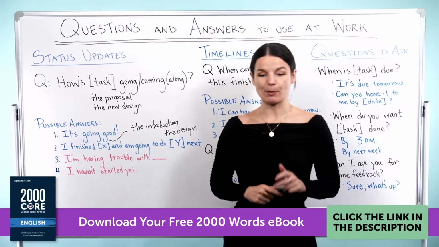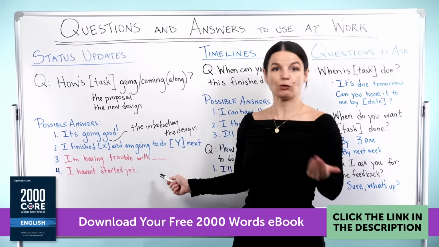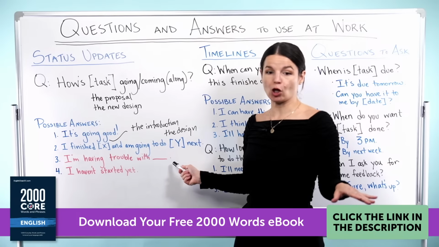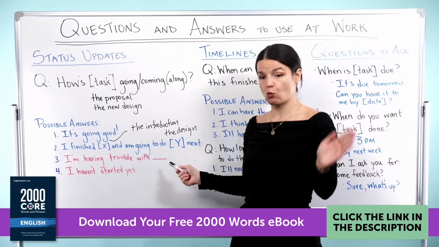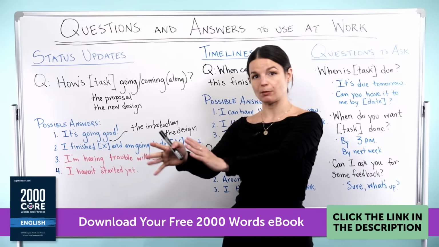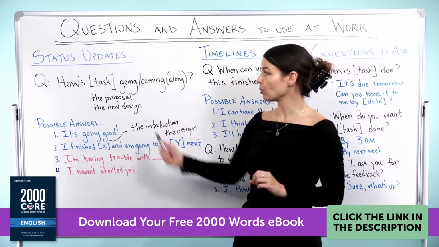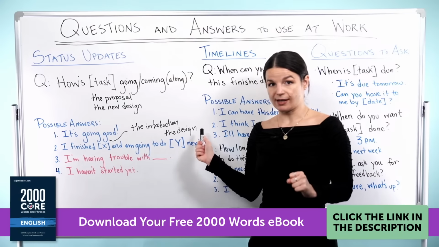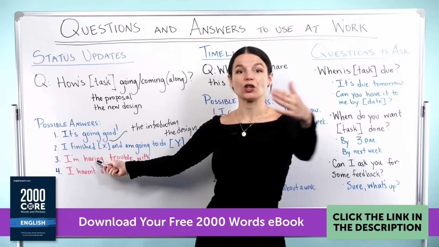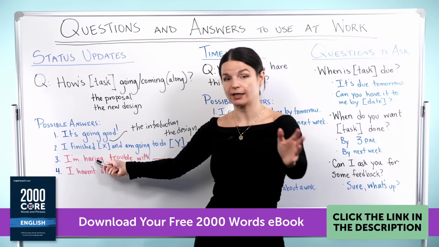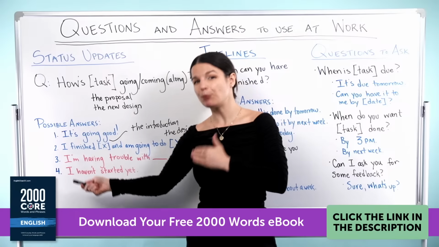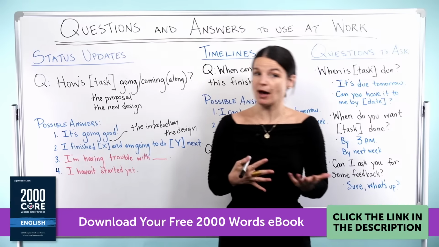All right, let's look at number 3. Number 3 is in red because it's a more negative answer, all right? I'm having trouble with blank, okay? So when you are working on something, but there's a problem, you can use this answer. How's the proposal going? I'm having trouble with the design, or I'm having trouble with the research, okay? This shows you are working on it, but you need some help, okay? So you can also say, good, but I'm having trouble.